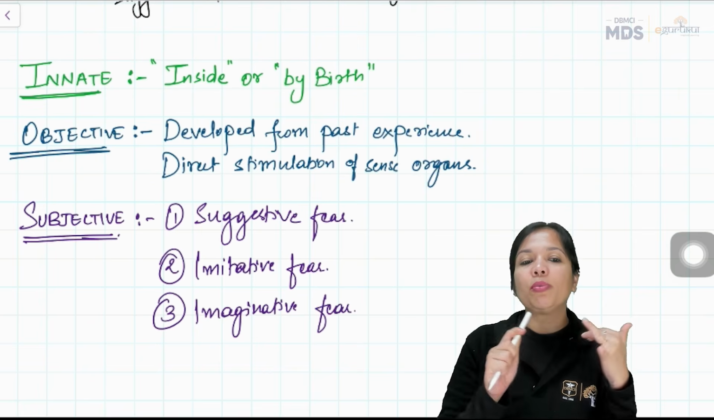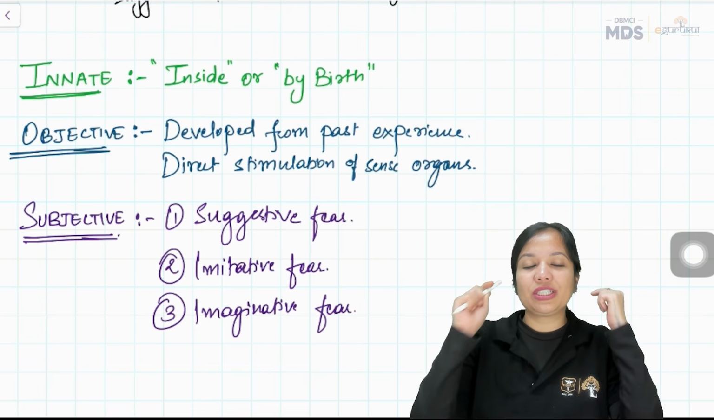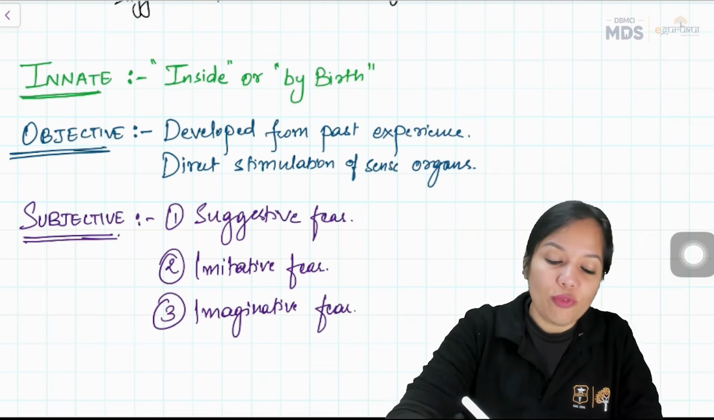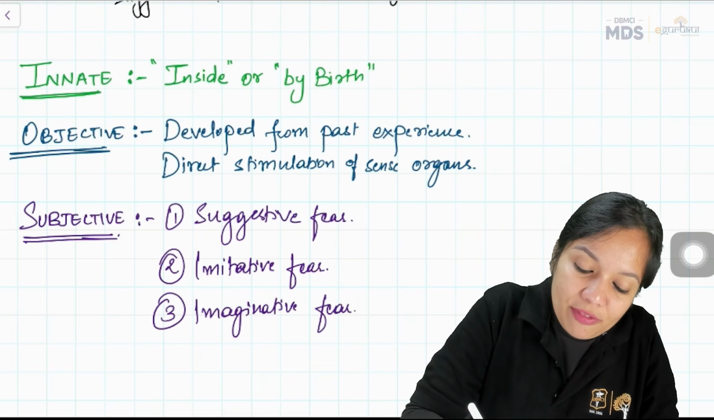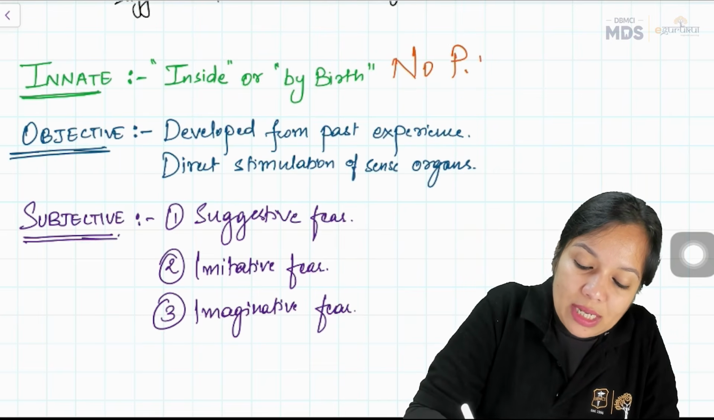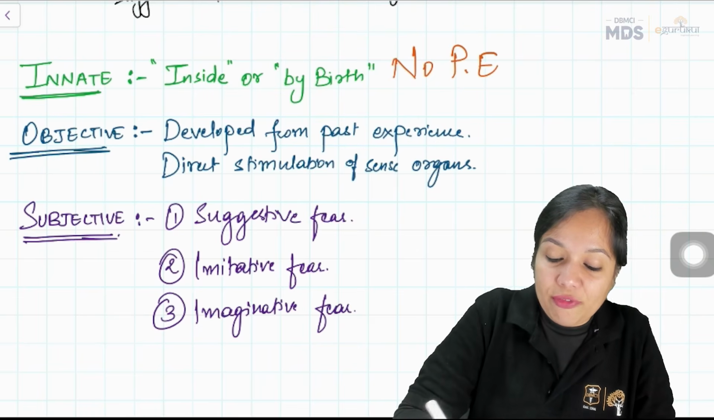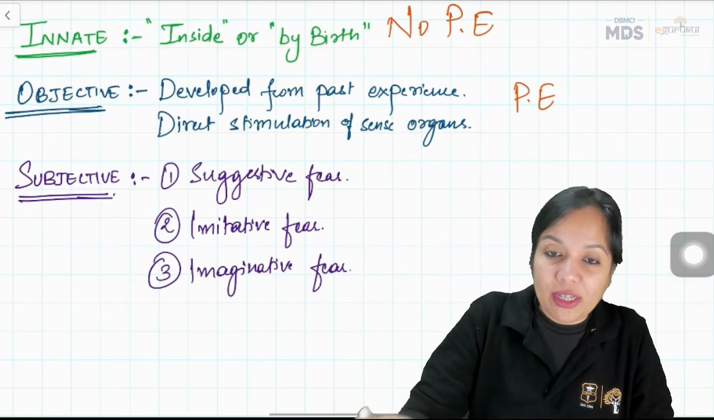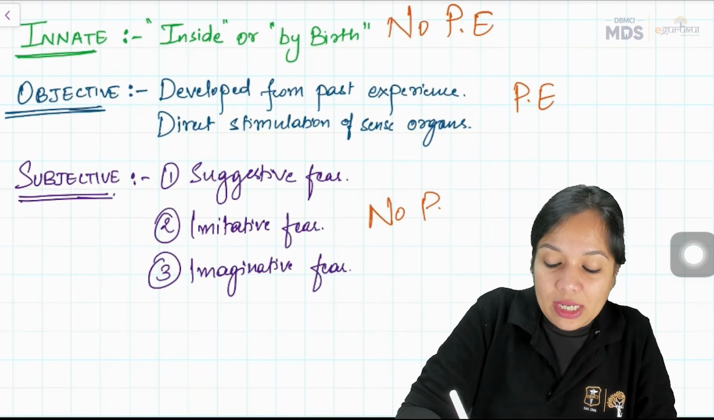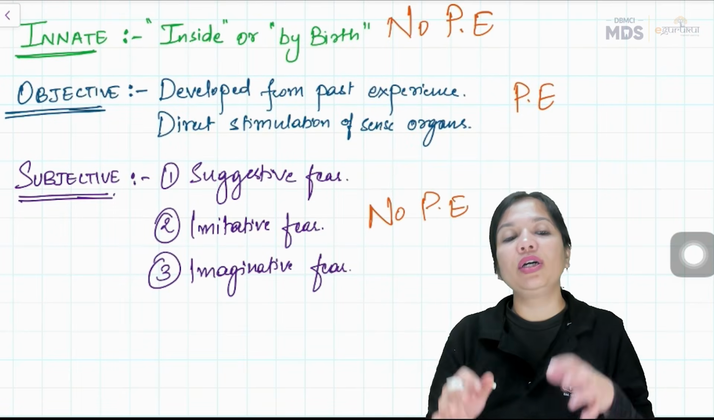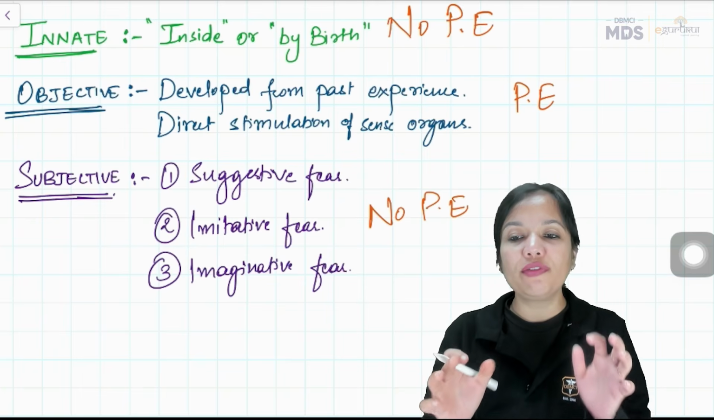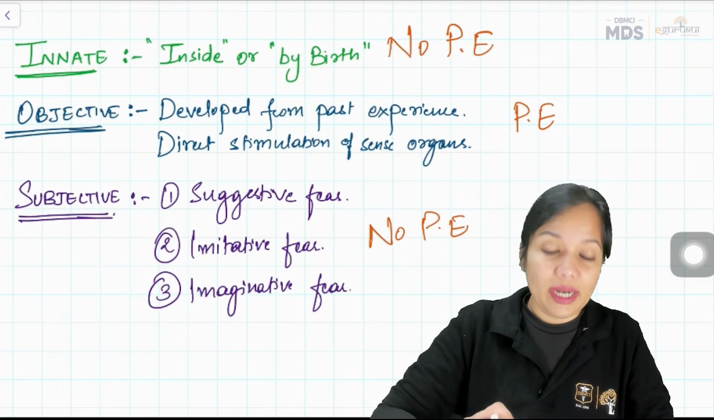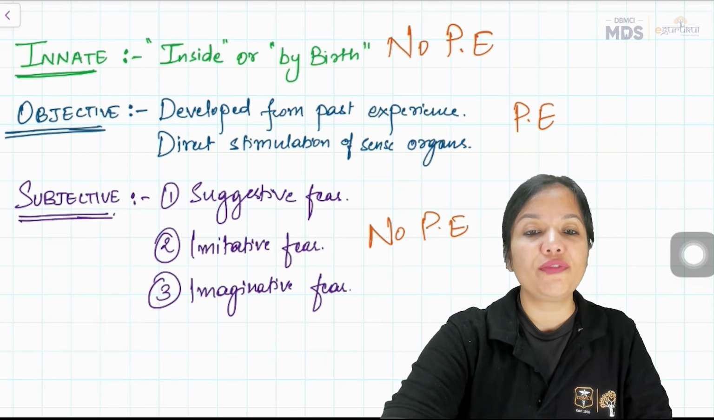Nobody to imitate, nobody to suggest, but just the imagination that is going wild. That is imaginative fear. So always remember, in innate fear there is no past experience. In objective fear, there is past experience. And in subjective fear, again, there is no past experience of the particular type of fear or situation. So, this is the classification of fear.